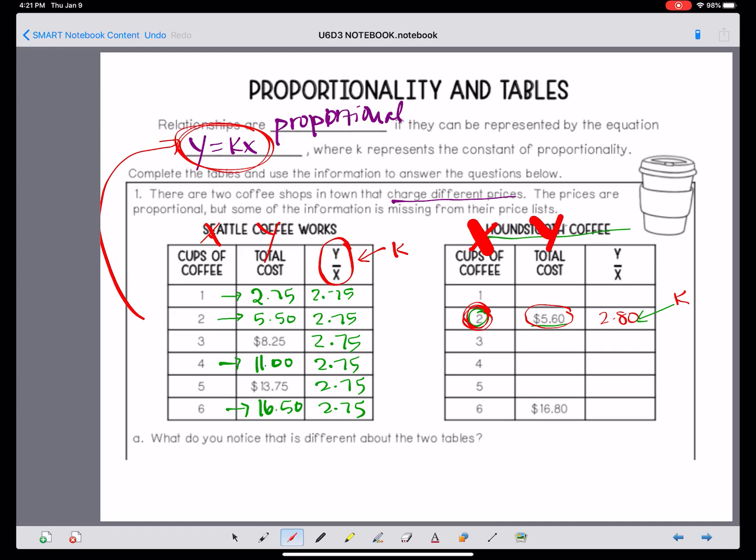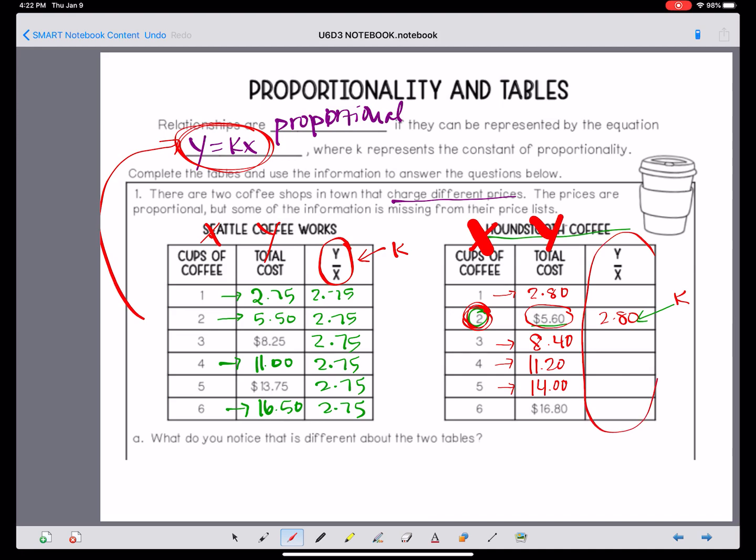So let's go ahead and fill out the rest of these. To go from 1 cup of coffee and figure out the total cost, I'm just going to multiply it by 2.80. And 1 times 2.80 is $2.80. 3 times 2.80 is going to give me $8.40. 4 times 2.80 is going to give me $11.20. 5 times 2.80 is going to give me $14. And now with this information, we have our second column figured out.